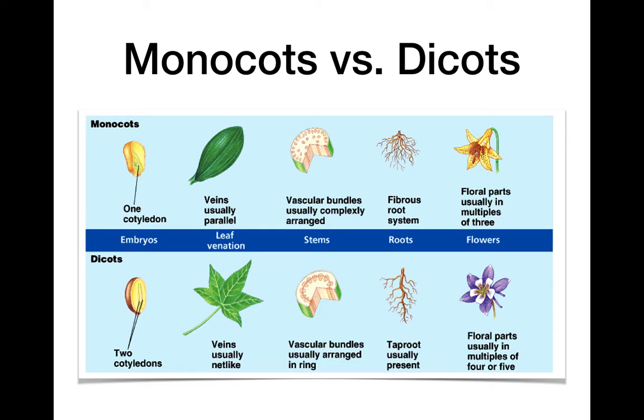So hopefully you've had a look yourself. You should have noticed that the definition is from the seed. In the seed we have 1 cotyledon or 1 seed leaf in monocots and 2 in dicots. That's what defines them. And the vascular bundles are arranged, oftentimes in a complex arrangement, in monocots, and in a ring in the stem in dicots. And then the flower parts are multiples of 3 in monocots, multiples of 4 or 5 in dicots.